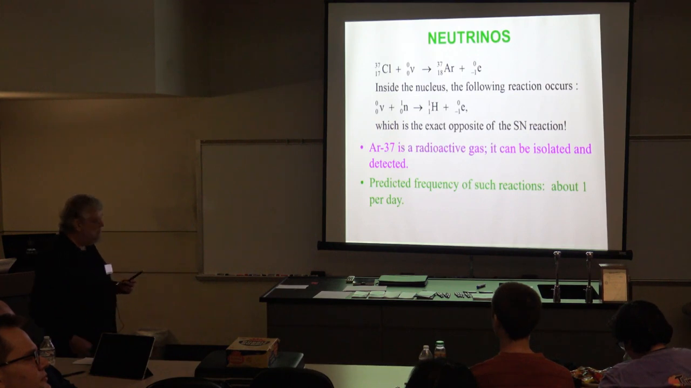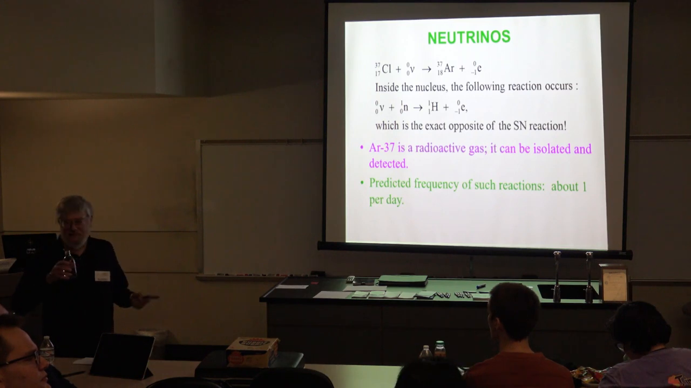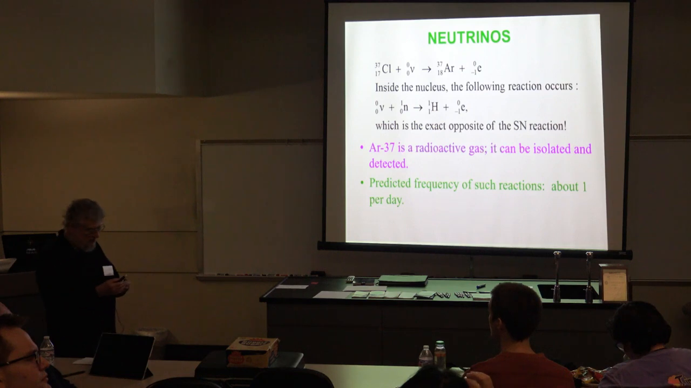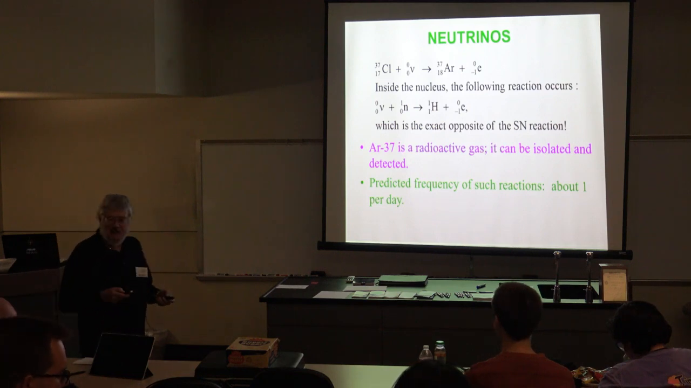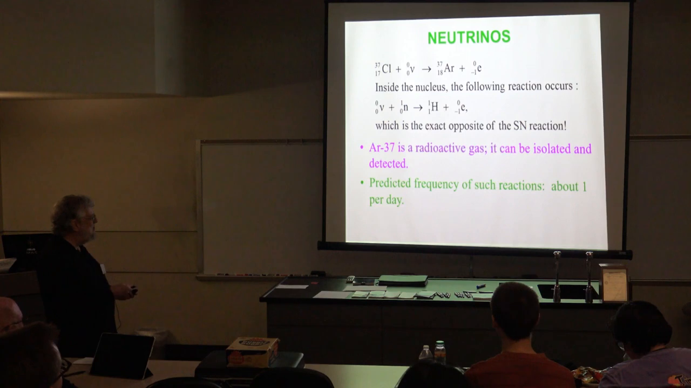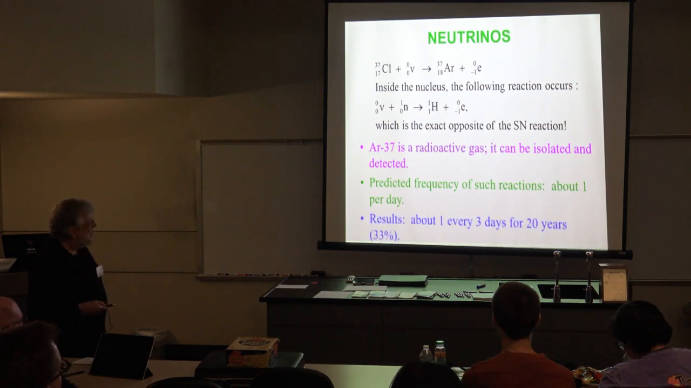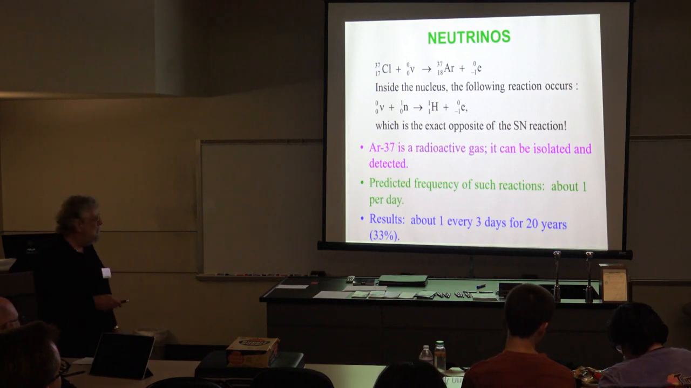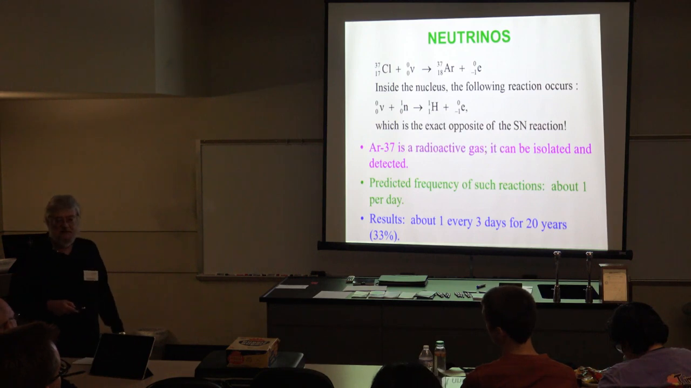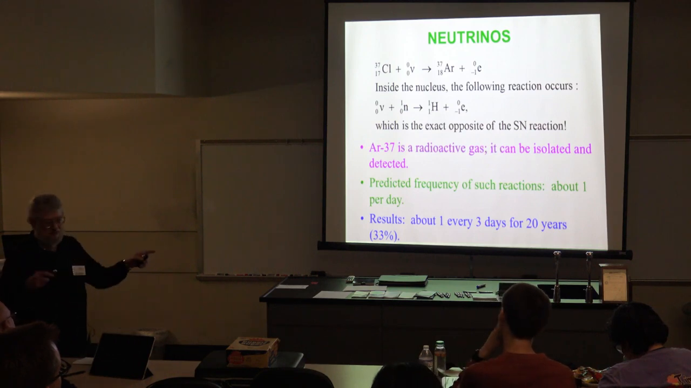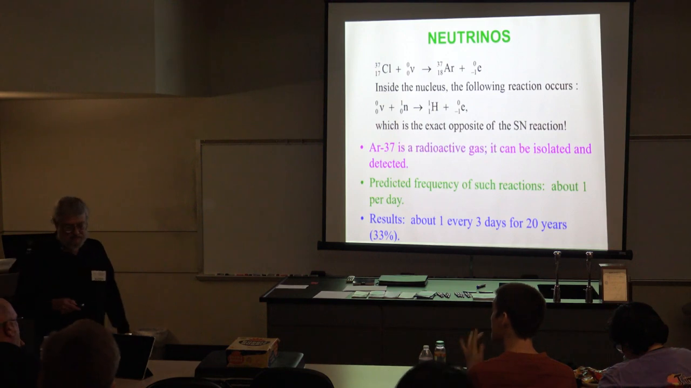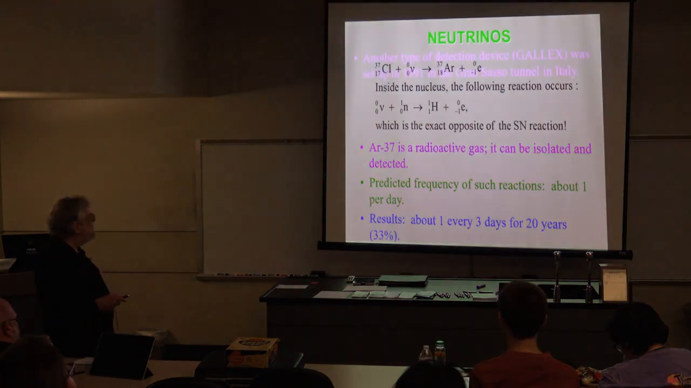Predicted frequency, about one per day in that whole tank of 100,000 gallons. One of these reactions per day. That takes some dedication to plan and carry out and get money for an experiment that's going to have one reaction a day. However, the results were significant but disappointing. They only got one about every 3 days over a 20-year run. So here's the beginnings of the solar neutrino problem.